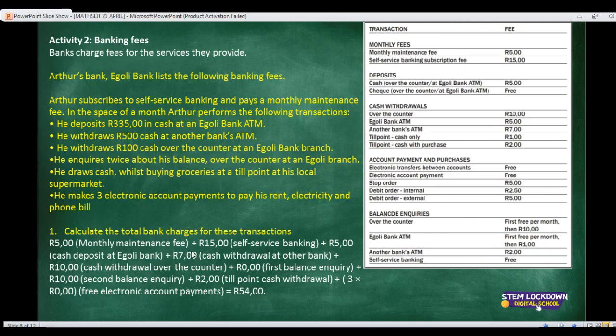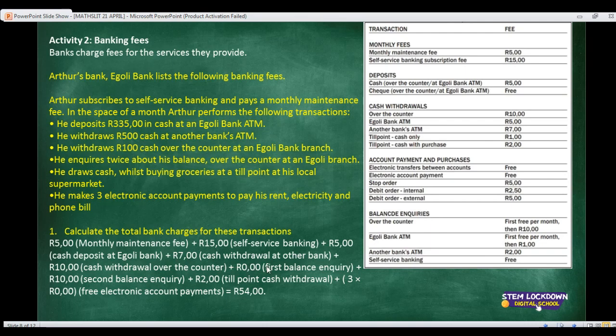Then the next one is 7 rands for cash withdrawal at other banks. Look at your information again. Cash withdrawals. We see that cash withdrawal at another bank's ATM is 7 rands. That's why we write our 7 rands there. The next part is there's 10 rands which is charged for cash withdrawal over the counter. Over the counter cash withdrawal fee is 10 rands. That's why we have the 10 rands there. Which withdrawal are we talking about? We're talking about the 100 rands cash withdrawal.